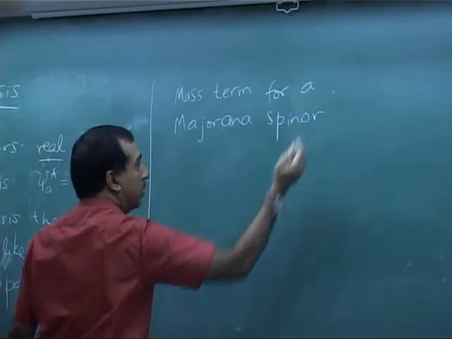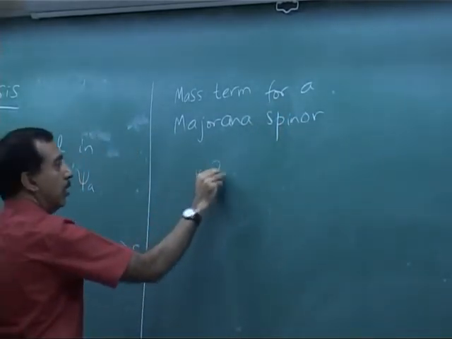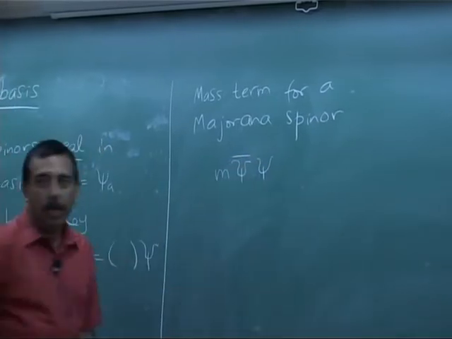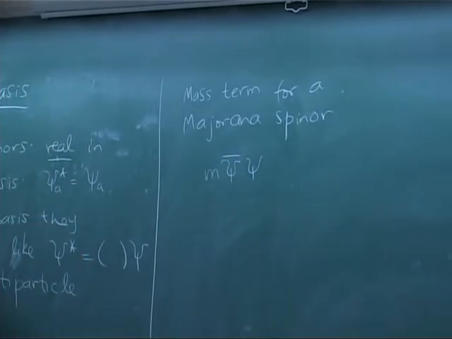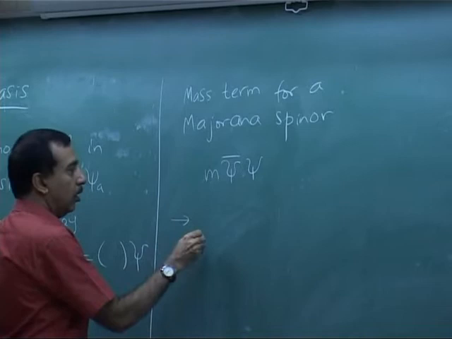So what is the mass term? Of course, in general, the mass term in the Dirac Lagrangian is m psi bar psi for any spinor. So it will also be so for a Majorana spinor. Okay? Now, in the Majorana basis, we can write this.